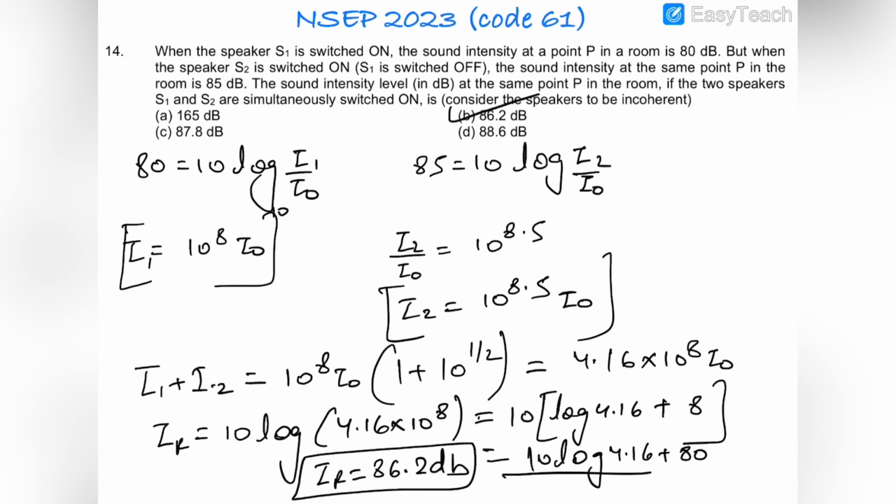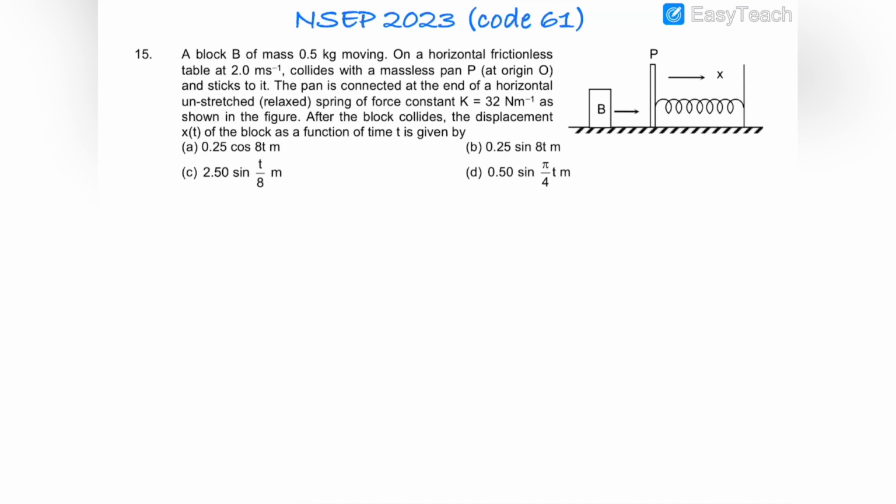Now we move on to the next question. In this question you can see that there is a block of mass 0.5 kg which is moving on a frictionless surface, and it strikes this plate which is a massless plate, and it is moving with the speed of 2 meters per second. It collides with this pan and sticks to it, and the pan is connected to the spring which is initially relaxed. The spring constant is 32. So we have to find out the equation of displacement of the block after the collision.